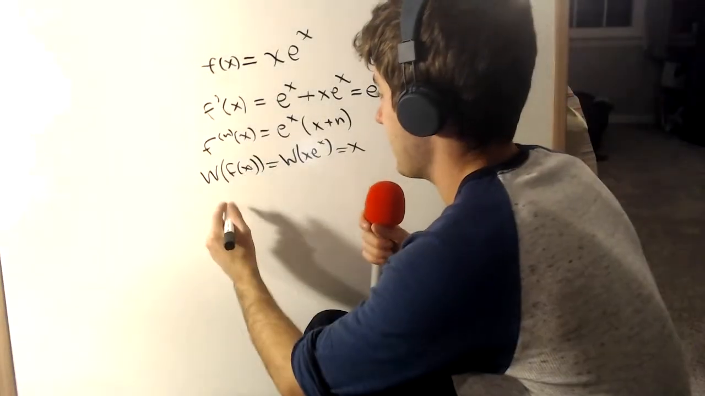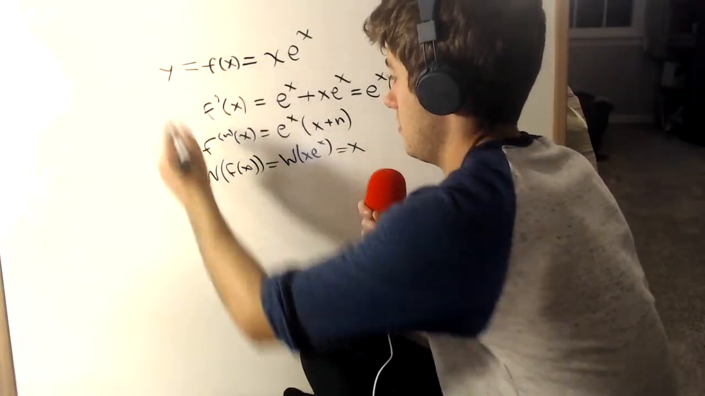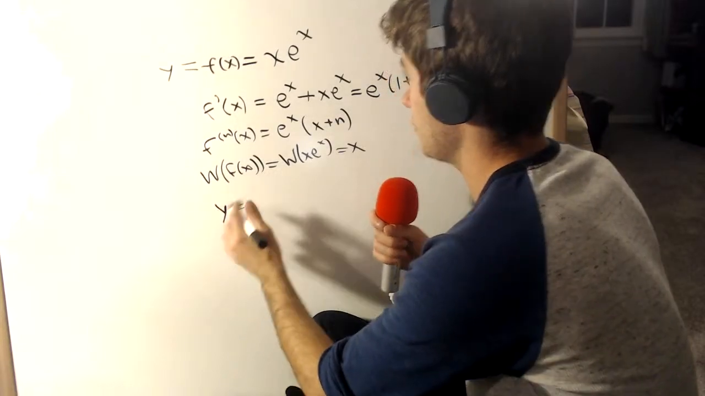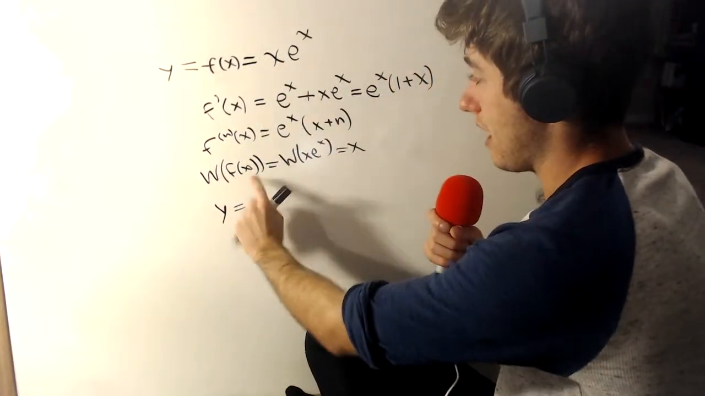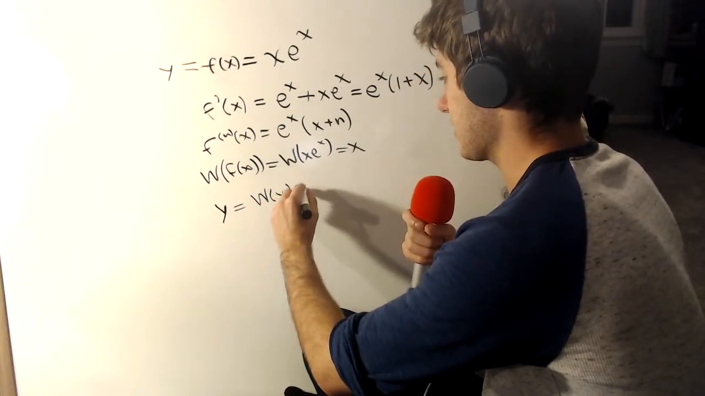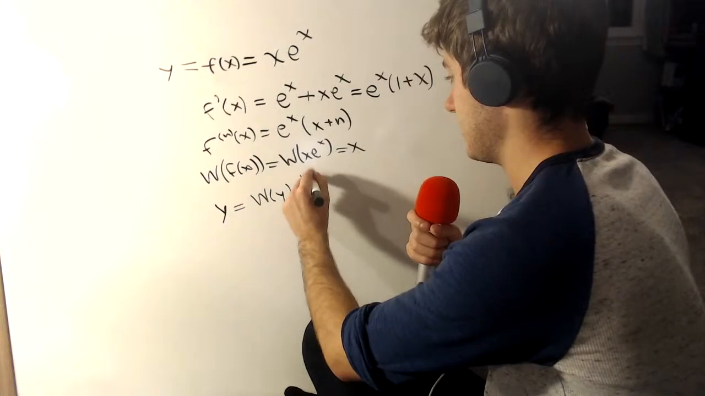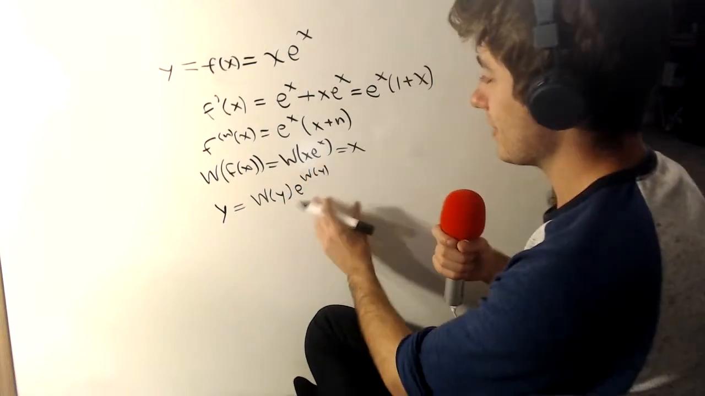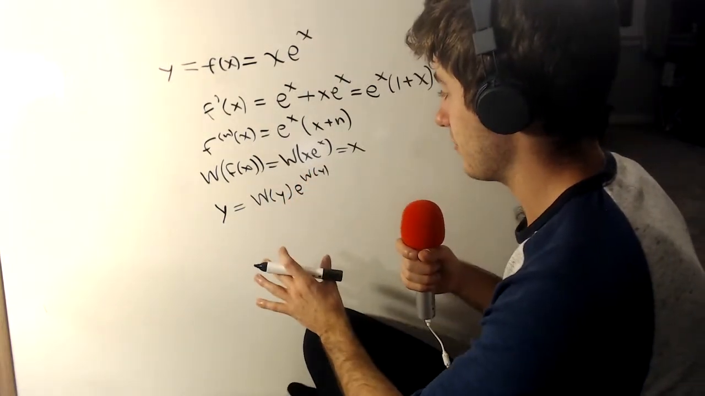So we're going to replace f of x with y, right? And we have y is equal to, and what's x? X is w of y, right? We're replacing the input with the inverse function, because that's what would be allowed. So now we can sort of find some things out about the Lambert W function.